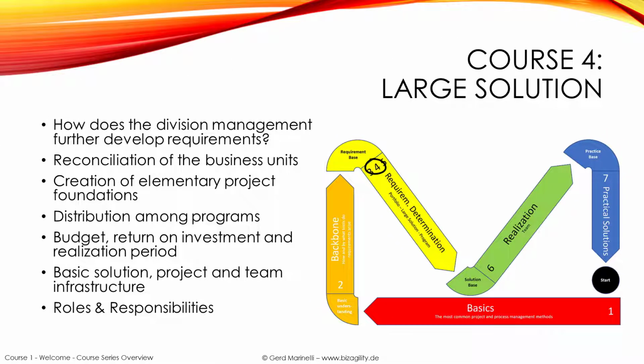In the very comprehensive fourth course, you will see how the intermediate level in large companies breaks down the requirements from management to more detailed requirements. The business units coordinate with each other when defining solutions, cooperate with the management in the process, elementary project basics are defined, and a project is divided into programs in such a way that departments can contribute their solutions to an overall solution.